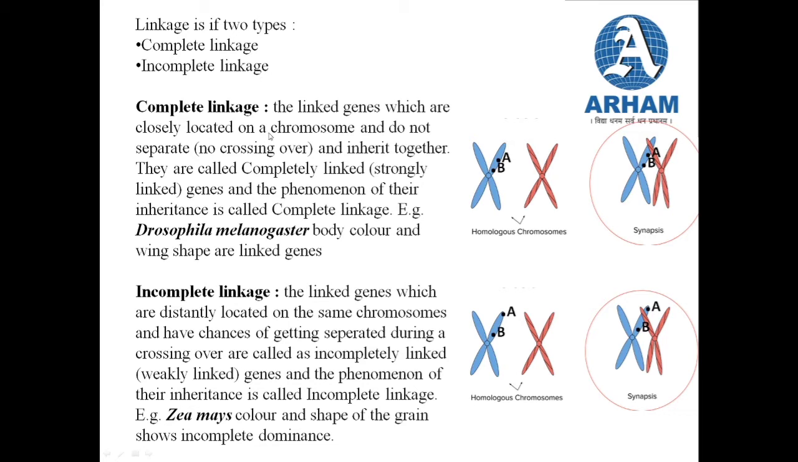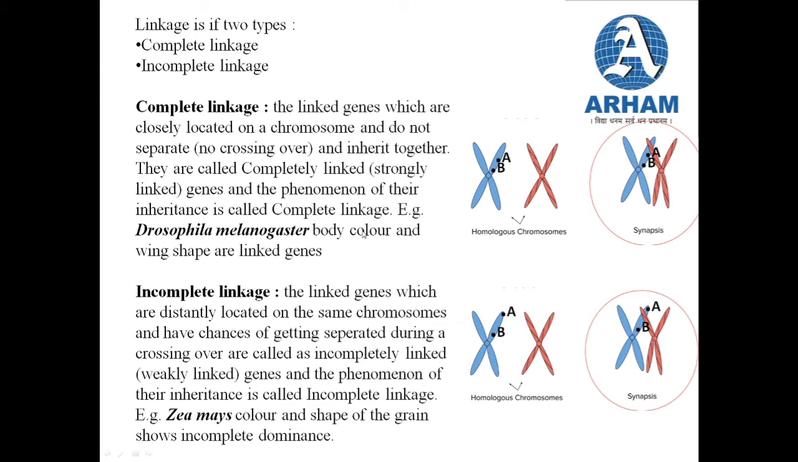Complete linkage means the separation of the two linked genes is just not possible. So it says that the linked genes which are closely located on a chromosome and do not separate, that is, no crossing over takes place between them, and inherit together, they are called completely linked or strongly linked genes, and the phenomenon of their inheritance is called complete linkage.